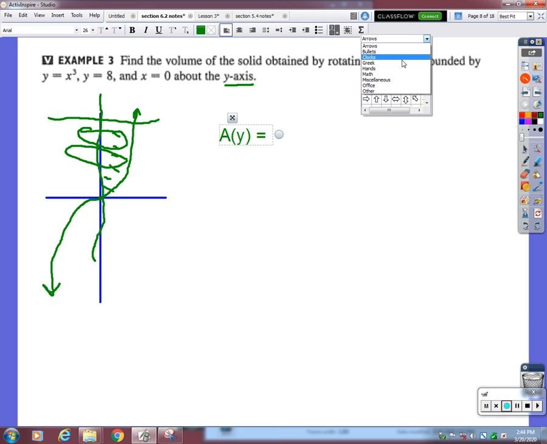Where is my pi symbol? Oh, seriously, it's under Greek, I guess.